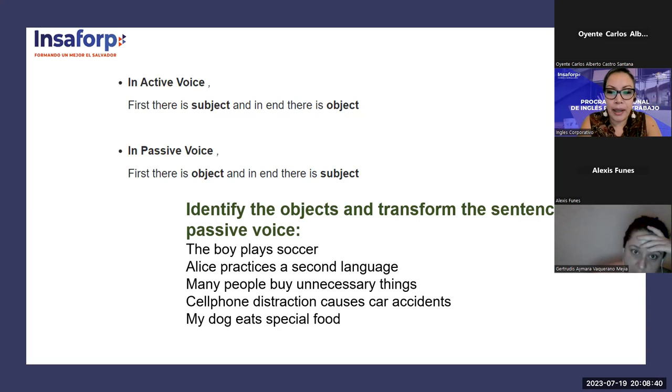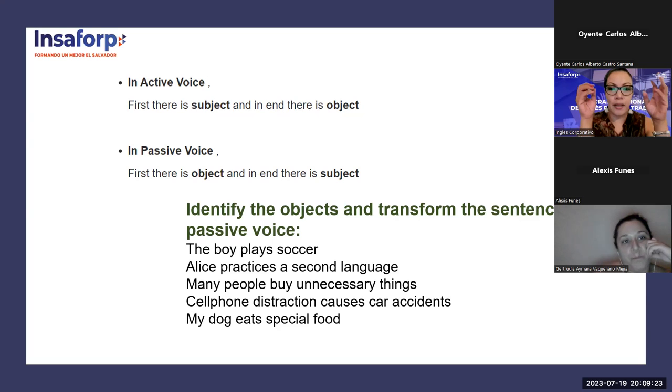Thank you. Now, many people buy unnecessary things. What is the object? What is the object of that sentence? Many people buy unnecessary things. Unnecessary things. Excellent. Unnecessary things.